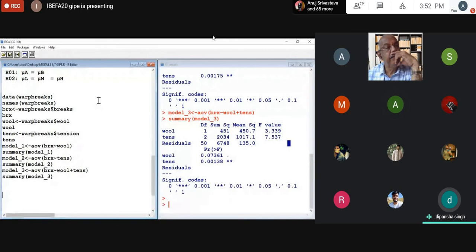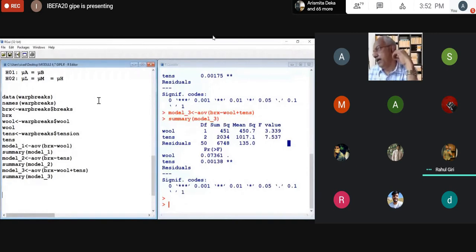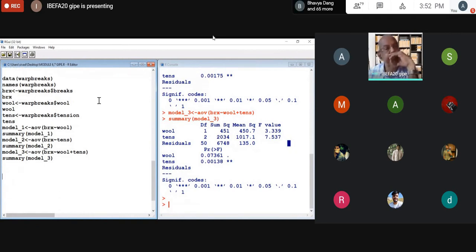Mean breaking strength. Mean of what? Breaking strength of the wool. Correct, na? So you are comparing the average performance of the variable among groups. ANOVA. Okay, any other question?